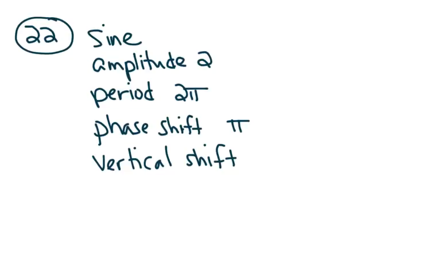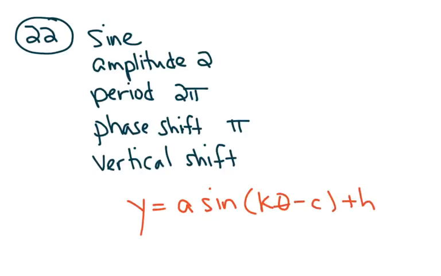Problem number 22, write an equation of a sine function with the given amplitude, period, phase shift, and vertical shift. So again, it's the same equation as in the last problem, except instead of cosine, we're going to use sine. When you are substituting in for A, K, C, and H, two of these variables can be substituted in without doing any work. And those two variables are amplitude and vertical shift.